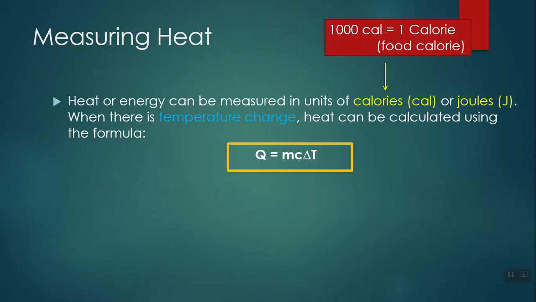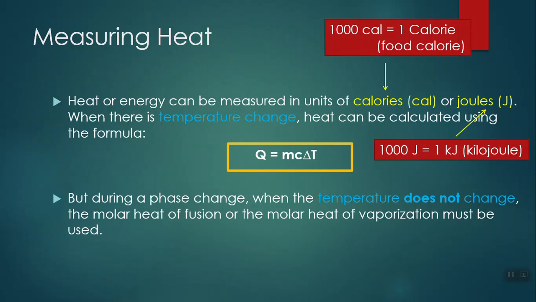Joules, sometimes you'll see it as kilojoules, so same thing. 1,000 joules is equal to 1 kilojoule. So when there is a temperature change, heat can be calculated using the formula Q equals mcΔT. So Q, if you forgot, represents the heat that's absorbed or released. M is mass, so we have the units grams. C is specific heat capacity. And delta T, triangle T, is a change in temperature, final temperature minus the initial temperature.